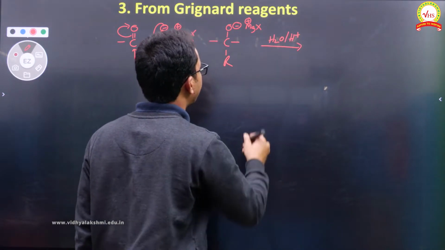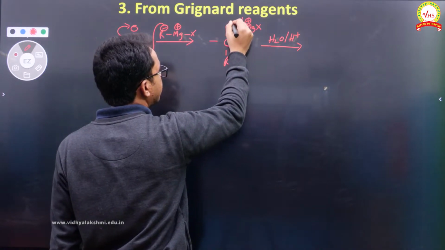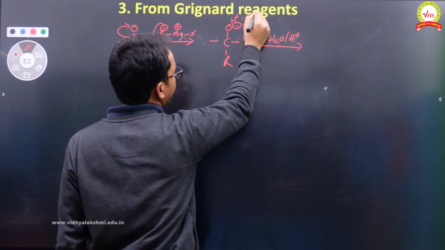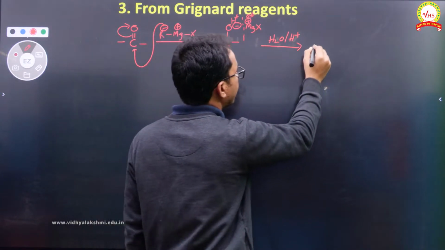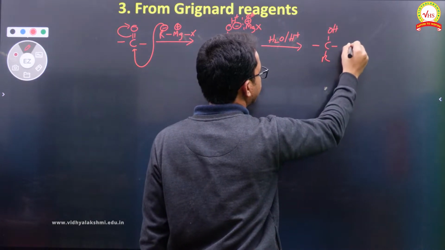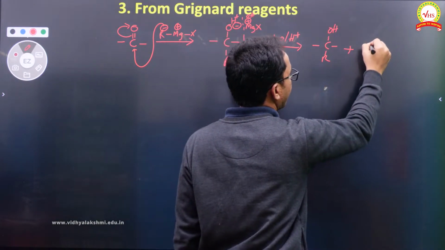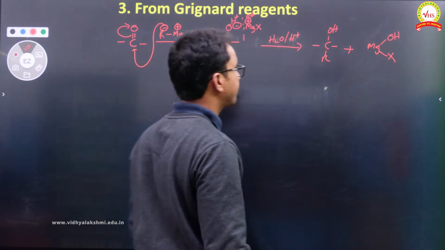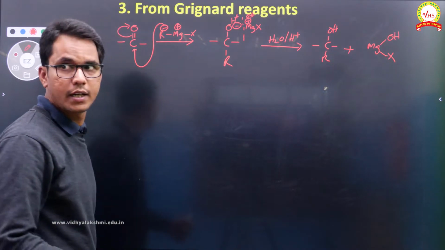What happens here is that hydrolysis takes place. To the negative part, H plus will come. To the positive part, OH minus will come. And what will be formed over there? We will get an OH group, that is alcohol, followed by magnesium, OH and X, that is magnesium hydroxide and halide over there.